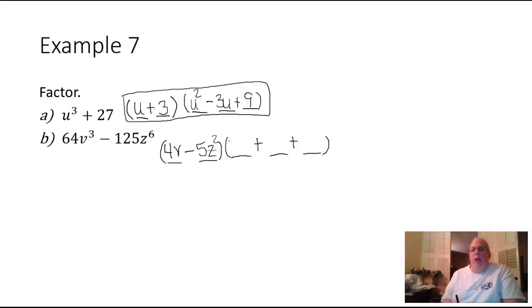And then we build this trinomial based on what we have here in the binomial. So the first term is the first term times itself. 4v times 4v is 16v squared. In the middle, 4v times negative 5z, that's going to give me 20vz squared. And then my last term, 5z squared times 5z squared is going to give me 25z to the fourth.